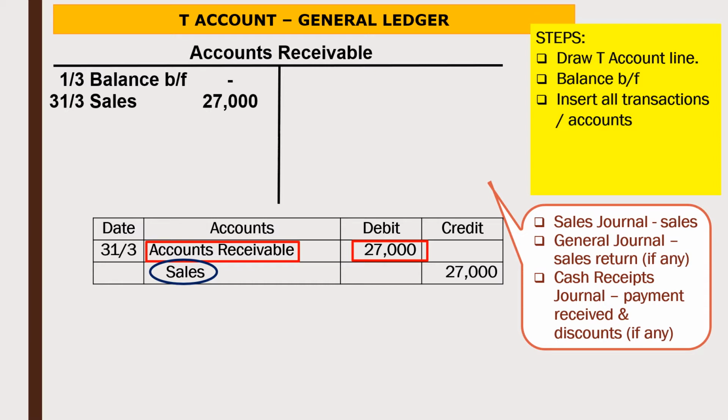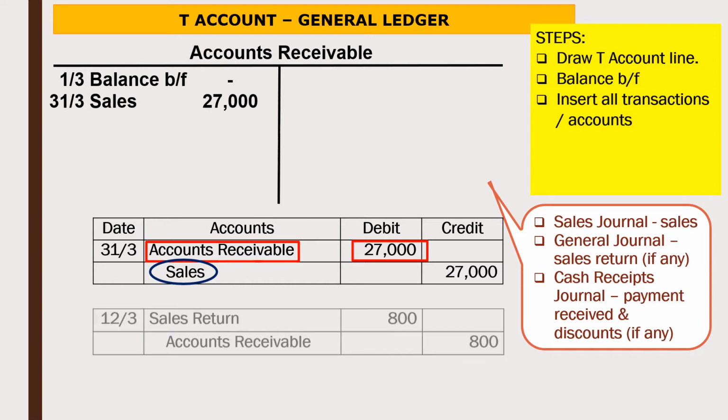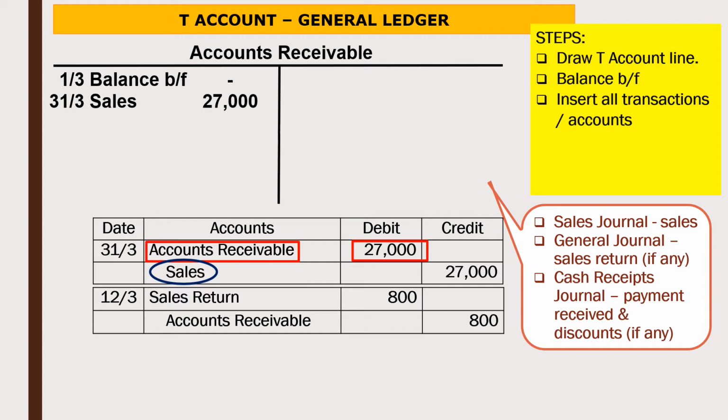Then, look at the general journal. In general journal, we found that accounts receivable is credit, amounting to 800 for sales return. So you have to write on the credit side sales return 800 on 12 March.